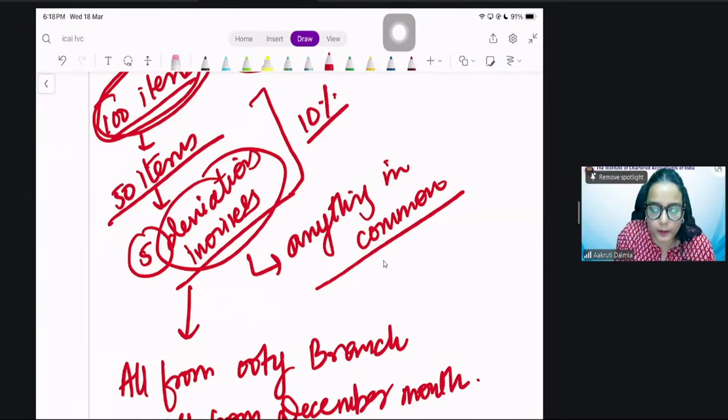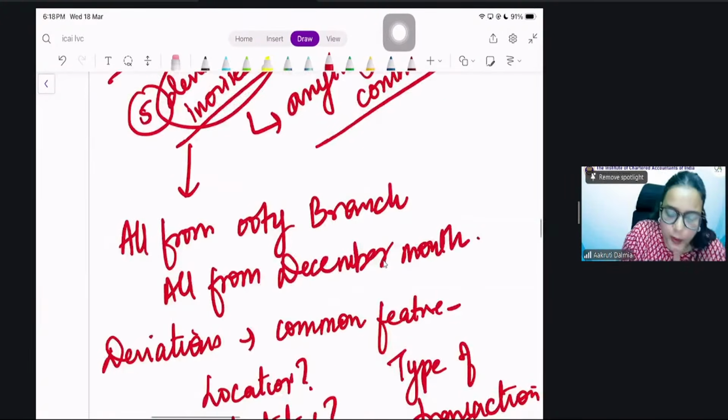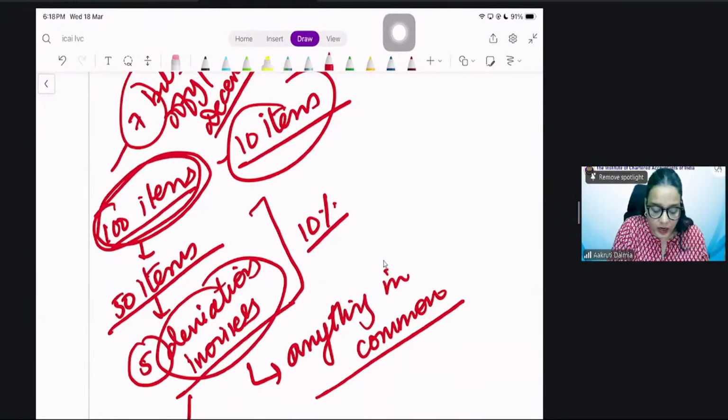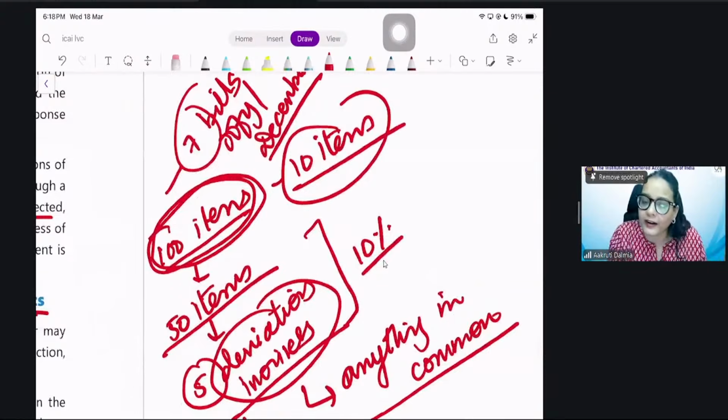Now is it clear? So if you have found 5 invoices with mistakes and you think it is material, does it mean you'll check all 100 items now to find the exact problem? No. What will you do? Instead of checking all the 100 sample invoices, you will check December invoices of the Ooty branch only. And if the same error exists, it means it was some systematic problem.